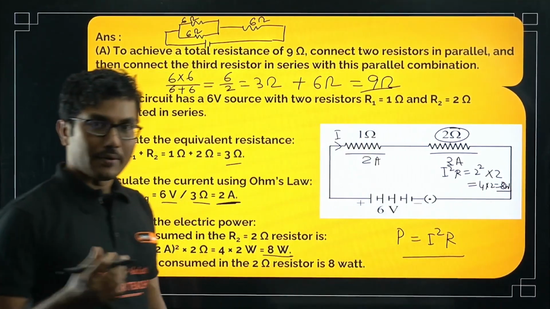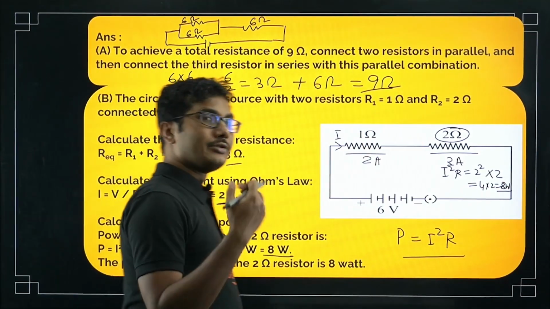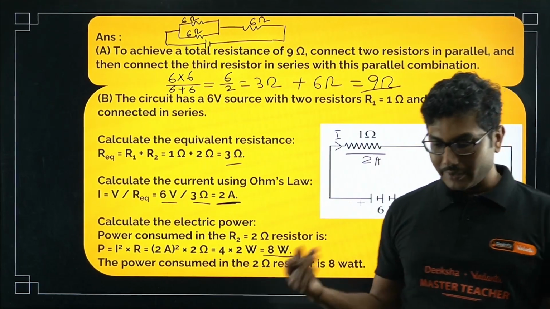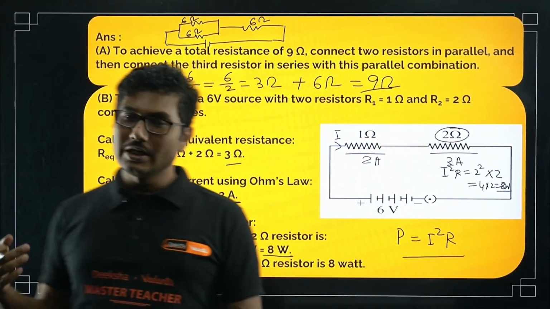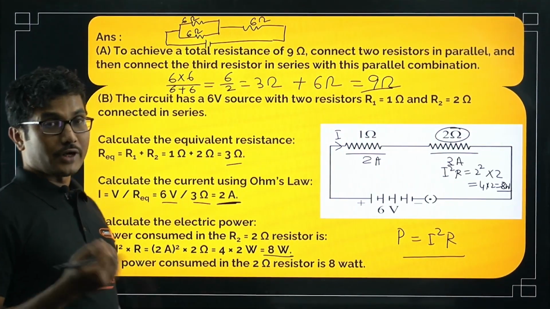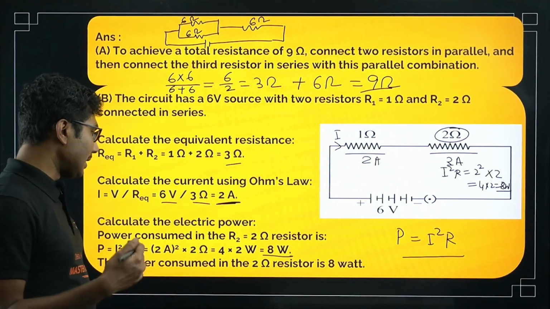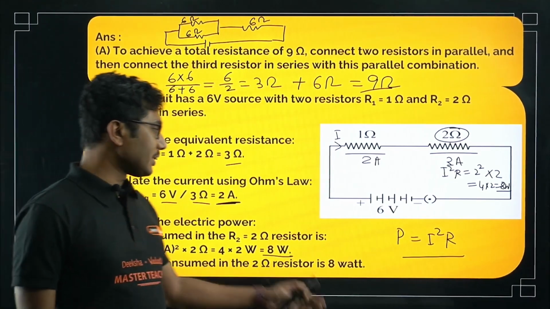The unit of power is watt. The unit of energy is joules. So you have to remember, whenever they ask you to find the energy, the unit should be in joules. If they ask you to find the power, the unit will be 8 watt. So the power consumed in the 2 ohm resistor is 8 watt.